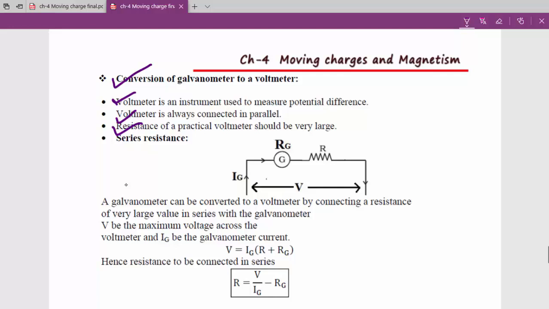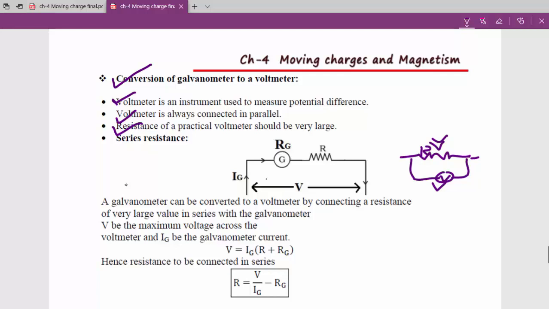A voltmeter is always connected in parallel. Why should it be connected in parallel to the resistance? Because whatever the potential here, the same potential should be here, which means parallel. So what is the principle of the voltmeter? A voltmeter is an instrument used to measure potential difference. It is always connected in parallel. The resistance of the voltmeter should be very high.